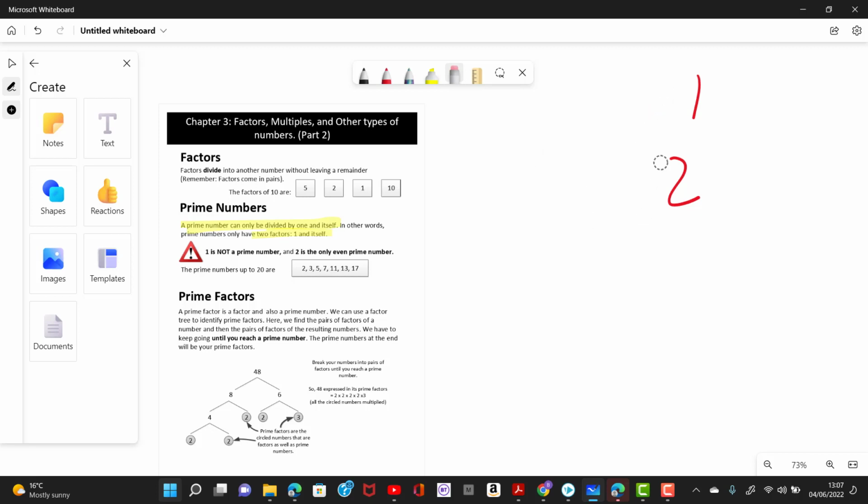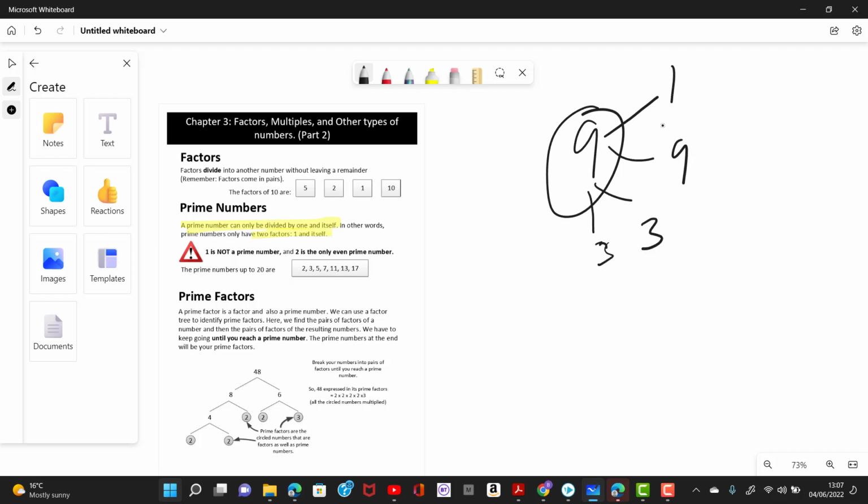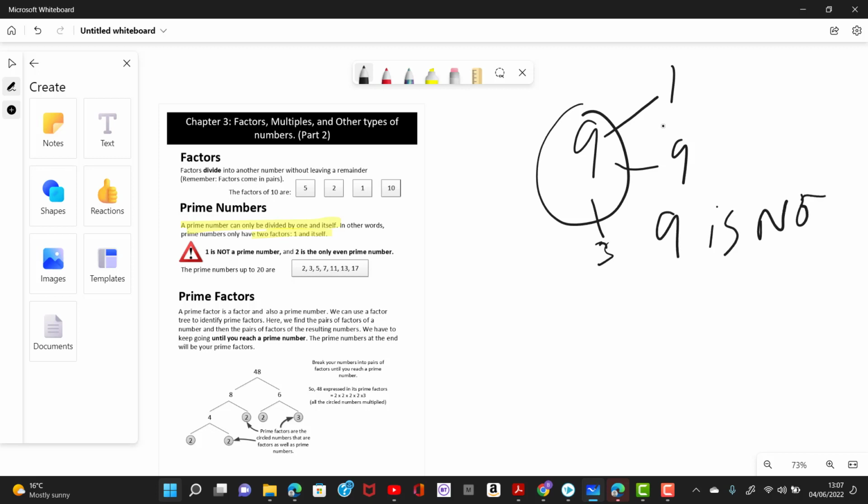Let's check another one. 9. 9 is very confusing for a lot of kids. So what are the factors of 9? Well, I do 1 times 9 and 3 times 3. Okay? So the factors of 9 are 1, 9, 3. I don't need to add the second 3 because I've already included it. So 1, 9, and 3. Does 9 have two factors? No, it's got three factors. So 9 is not a prime number. Okay, so it's got to have two factors. It can't be less than 2 or more than 2.